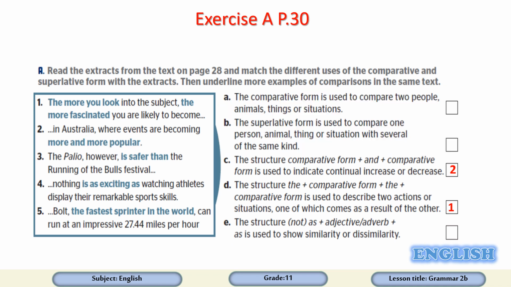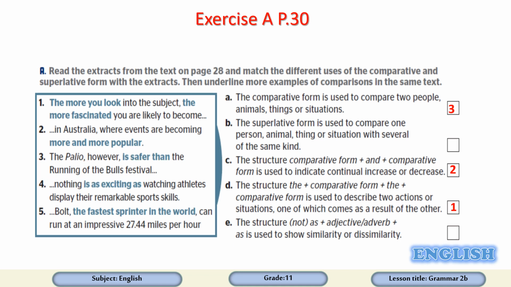Sentence number 3. The palio, however, is safer than the running of the Bulls Festival. What structure is used in the sentence? Yes, very good. It's the comparative. How many things are compared in the sentence? Excellent. Two things, the palio and the running of the Bulls Festival. So what can be the answer? Yes, very good. It's A. The comparative form is used to compare two people, animals, things, or situations.